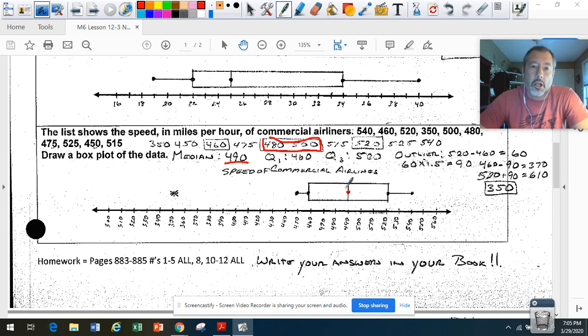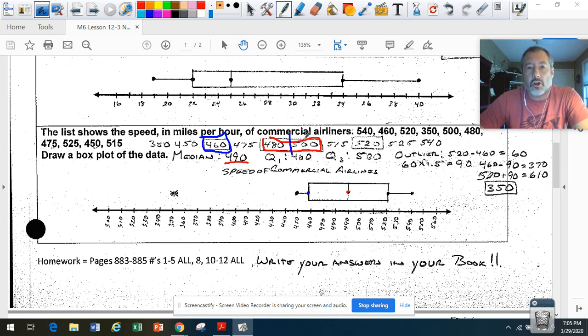Now from that point, we have to figure out Q1 and Q3. Now remember, I do include this 480 here. I must figure out what the median is between my lowest extreme and my median here. So it gives me 1, 2, 3, 4, 5. Oh, it makes my life easier. So 2 on this side, 2 on this side. Here is my Q1. Q1 is 460. So I can plot that point right there.